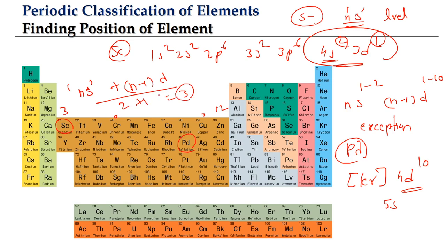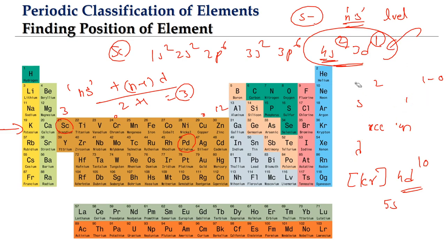Now, what is the outermost orbit for scandium? 4th orbit, which means it belongs to 4th period. We can check it. Scandium belongs to the 4th period. And which block does it belong to? Because the last entering electron is getting into the 3d level, it will be a d block element. So this is how we will be able to find out the group number of the d block element.